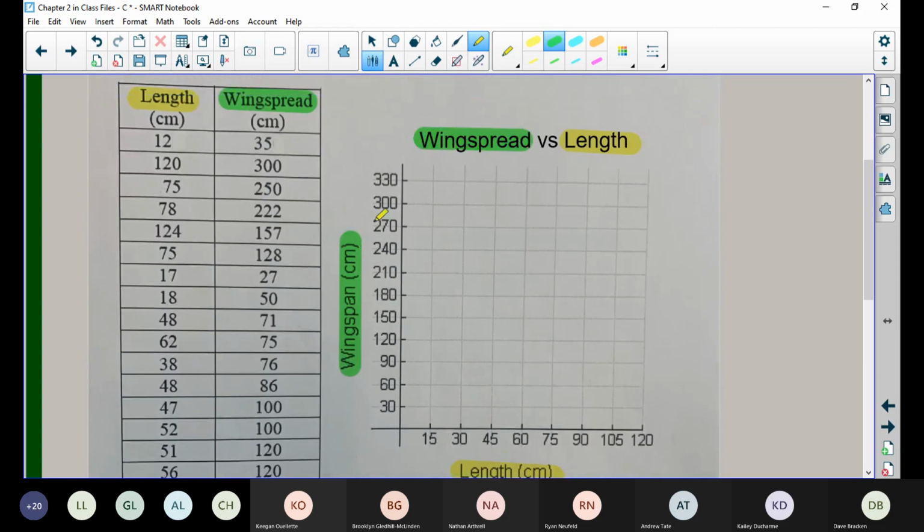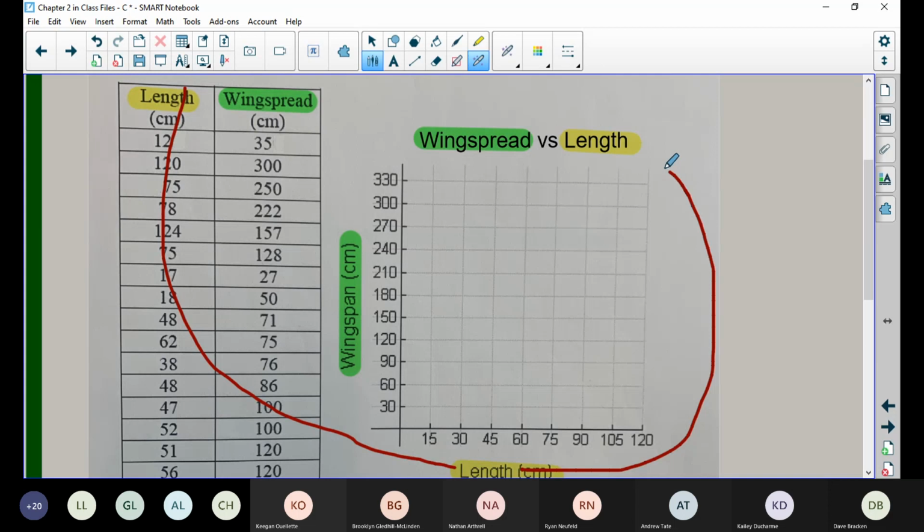So you're going to see this pattern all the time. The first one in your table always goes on the bottom. It's the last one in your title. The second one in your table always goes on the side, but it's the first one in your title.